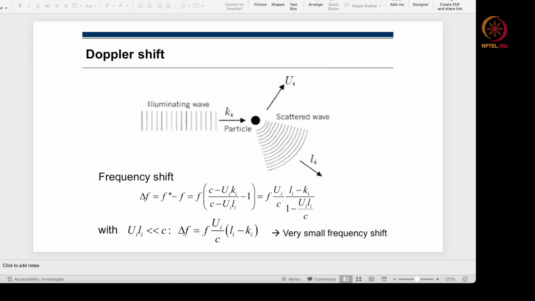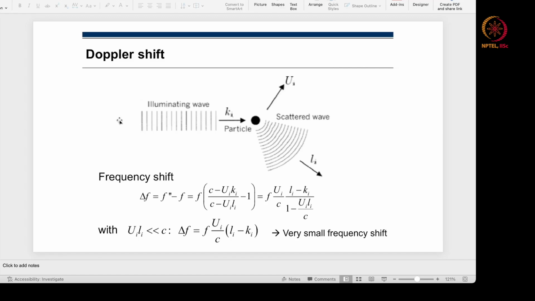Now, if you combine these two cases somehow, how do you combine them? In this case, you have an illuminating wave that is coming from some transmitter, in the k_i direction. You have a particle which is scattering this wave. Now, this particle is actually moving at some velocity u_i. And then you have your receiver over here, which is now seeing a moving transmitter.